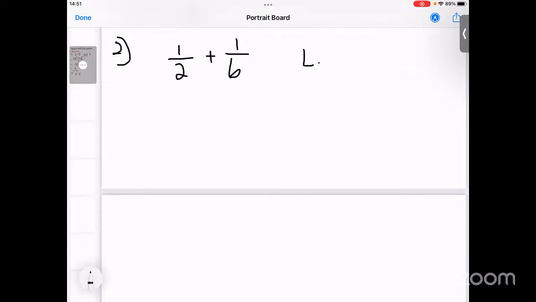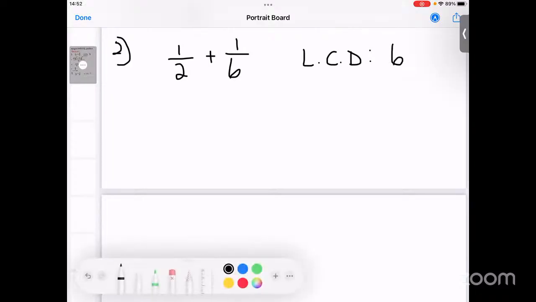Definitely your LCD, I'm pretty sure that you know very well what your LCD will be, the lowest common denominator. In this case, it's going to be 6. It is the first number that this denominator and that denominator can both go into, which is 6. Because yes, 2 does go into 6, and again, 6 does go into that 6. So that is the lowest common denominator.